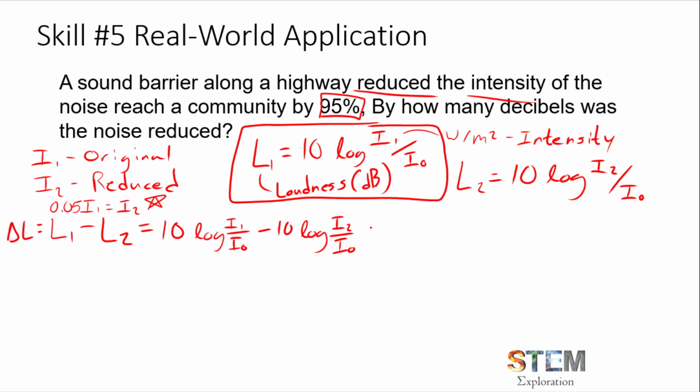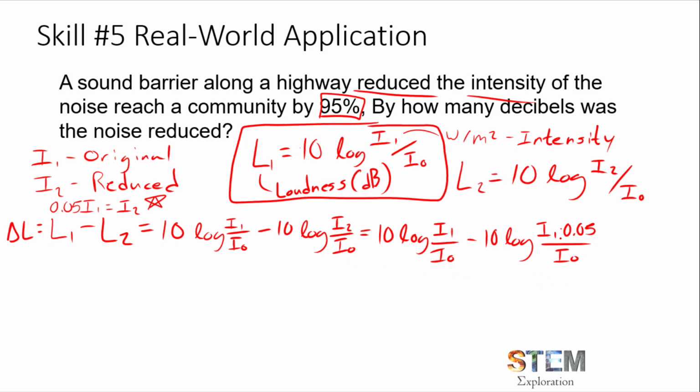But if you see this relationship now, go for it and plug it in, because what this will allow us to do is say 10 log of the original intensity I1 divided by the intensity naught, and 10 log of I1 times 0.05 all over I naught. I wrote it in a little bit different format here, but it's the exact same thing. It's just the associative property that I'm using to rearrange that a little bit.